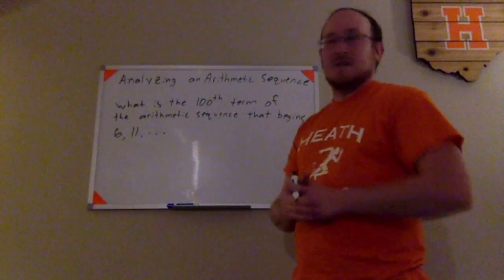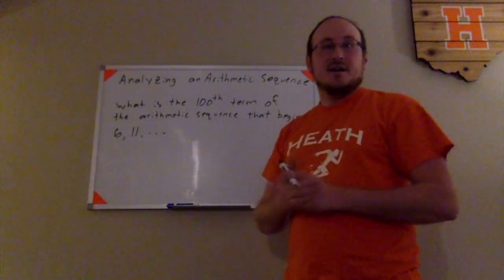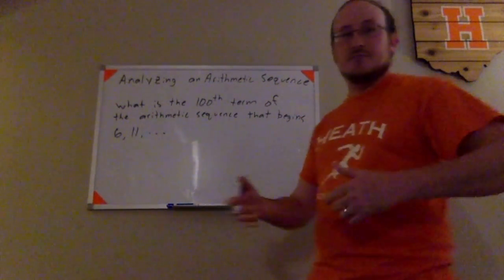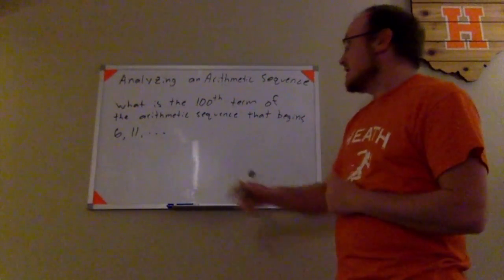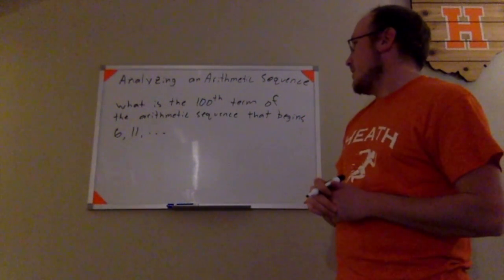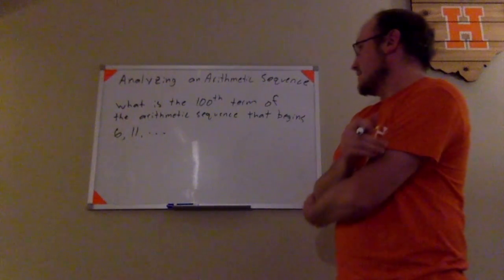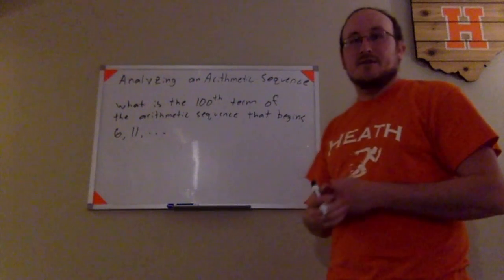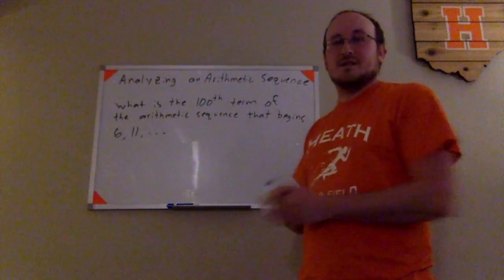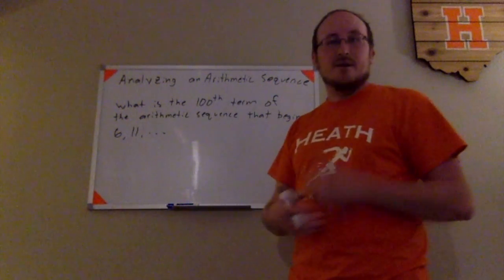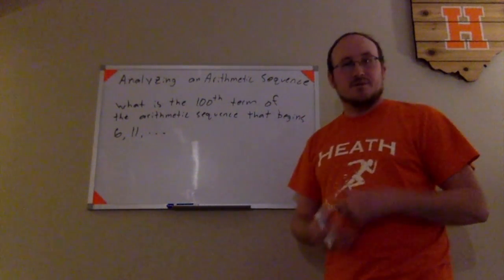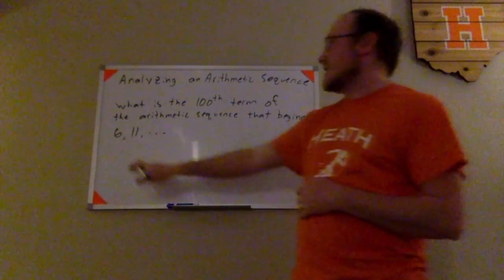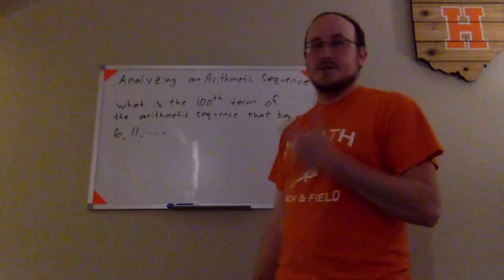Out a series of examples that require us to analyze a given arithmetic sequence, maybe to find some missing terms and whatnot. So here we have a question that says, what is the 100th term of the arithmetic sequence that begins, first term being 6, the second term being 11? Since we know that's an arithmetic sequence, that is enough for us to know the pattern. For the sequence to be an arithmetic sequence, it must have a common difference, and I can look and see the difference between those two terms is 5.